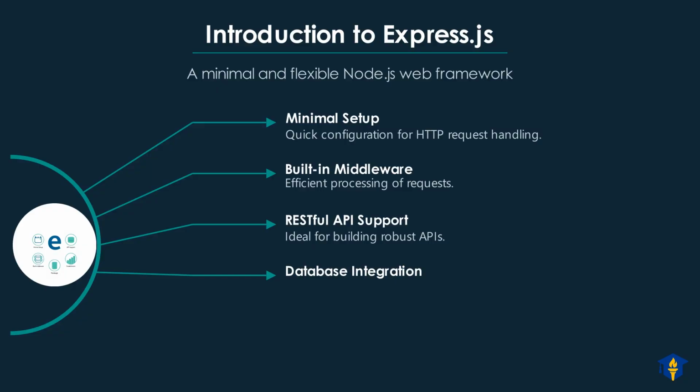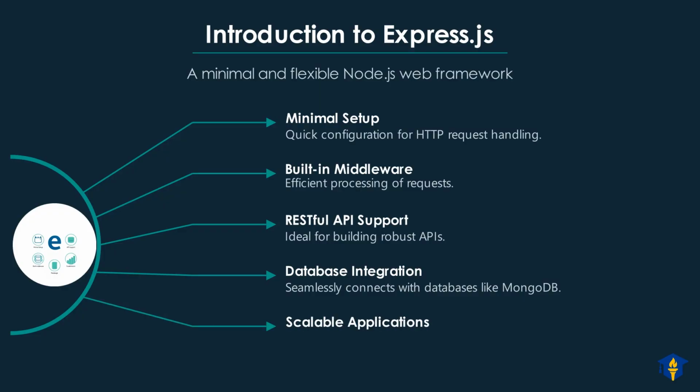It offers seamless database integration, allowing you to easily connect with various databases like MongoDB. This flexibility ensures that your backend can interact with your chosen data storage solution efficiently. Express.js is highly capable of building scalable applications and is widely used in production for high-traffic environments. Its performance and flexibility make it a reliable choice for applications that need to handle many users.